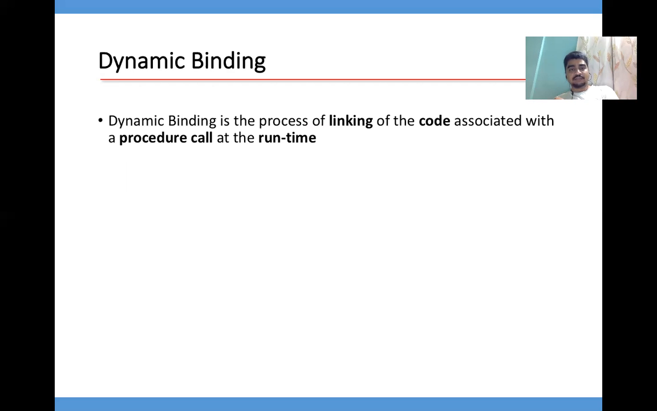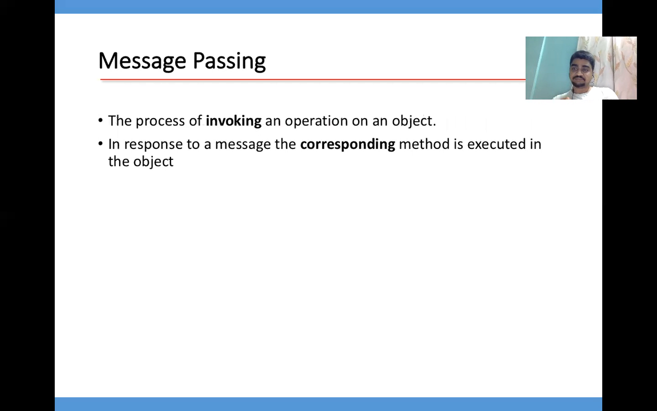Now coming to dynamic binding. Dynamic binding is a process of linking the code associated with the procedural call at runtime. So this procedure call at runtime, we will talk more about in dynamic method dispatch or some other topic. We will discuss more on this.